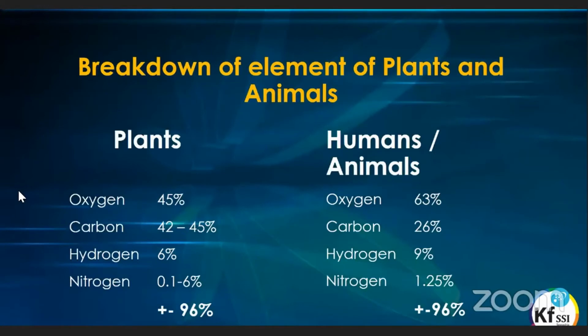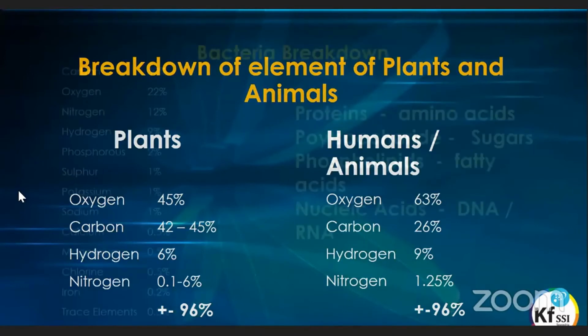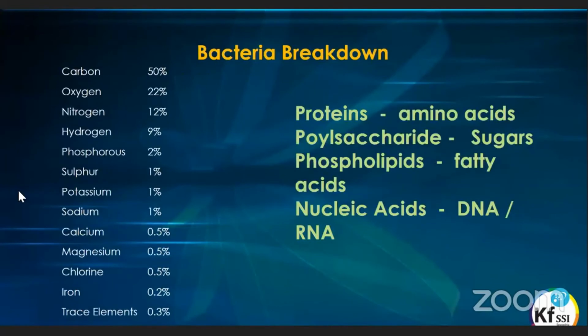In the human body, we saw that we are almost 96% based on carbon, oxygen, hydrogen, and nitrogen. When we look at the plants, we find that they are also around 96% based on oxygen, carbon, hydrogen, and nitrogen. Just slightly different combinations, but together they total almost the same, 96%. When we have a look at bacteria, it's the same. The top 4 elements are carbon, oxygen, nitrogen, and hydrogen. The 4 building blocks of life on this planet.